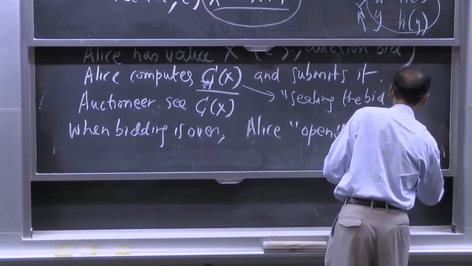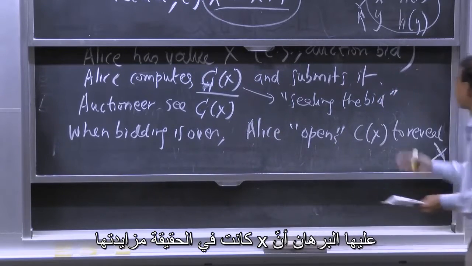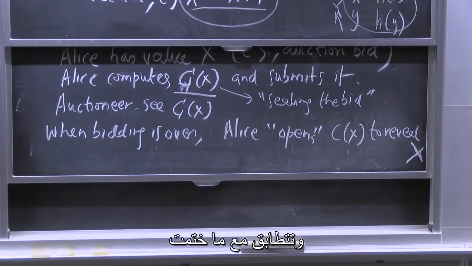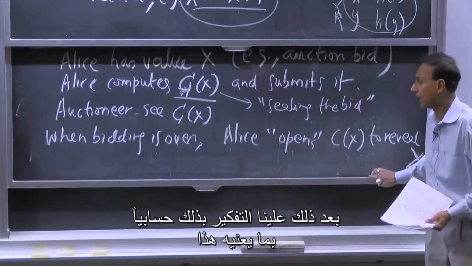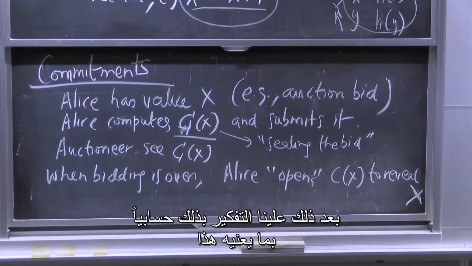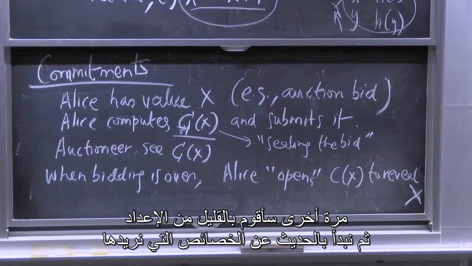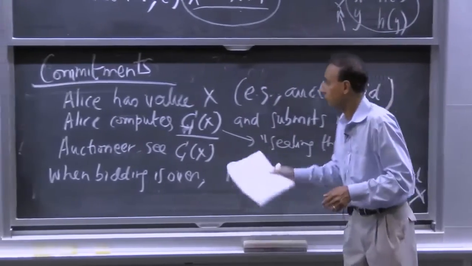And so now Alice opens C of X to reveal X. So she has to prove that, in fact, X was her bid, and it matches what she sealed. When you open it up, think about it conceptually from a standpoint of what happens with paper, and then we have to think about computationally what this implies, right? So again, I'll do a little bit of setup, and then we have to start talking about the properties that we want for this particular application.